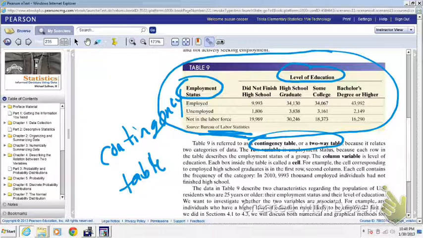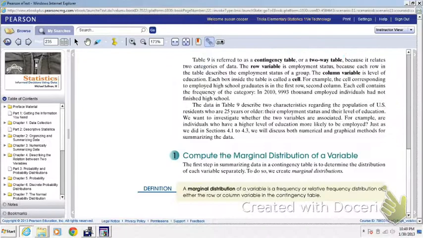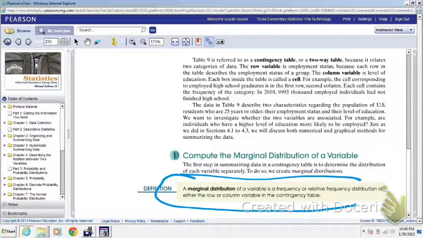Now what the author's going to do is ask us to create certain things, marginal distributions, conditional distributions, and what does that mean and how do we do that? Remember when I said that anything important in the book was probably in a magic box? And it is. Here it is. A marginal distribution of a variable is a frequency or relative frequency distribution of either the row or column variables in the contingency table. Let's take a look.